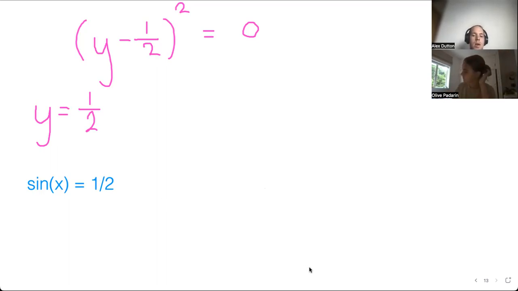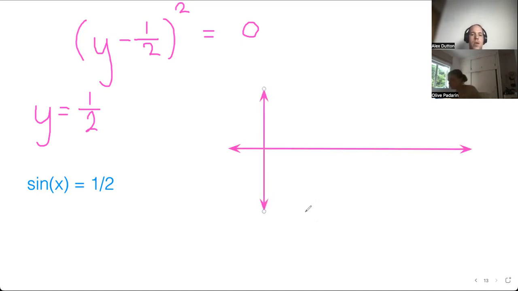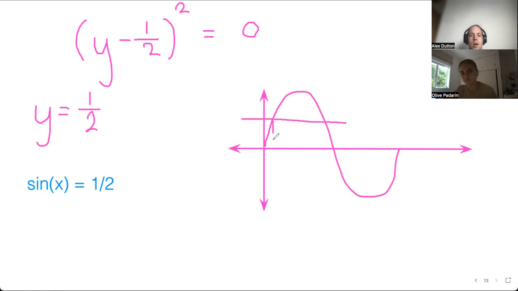Just in the interest of showing you, if you think about what a sine graph looks like, if you've got the axes, the sine graph looks like this. Goes up, and then it goes down. And we're looking for when it's a half. So it's a half at 30 degrees, and then by symmetry, it's also a half at 150 degrees. So notice, by the way, that sine between 0 and 360 will always have two solutions.